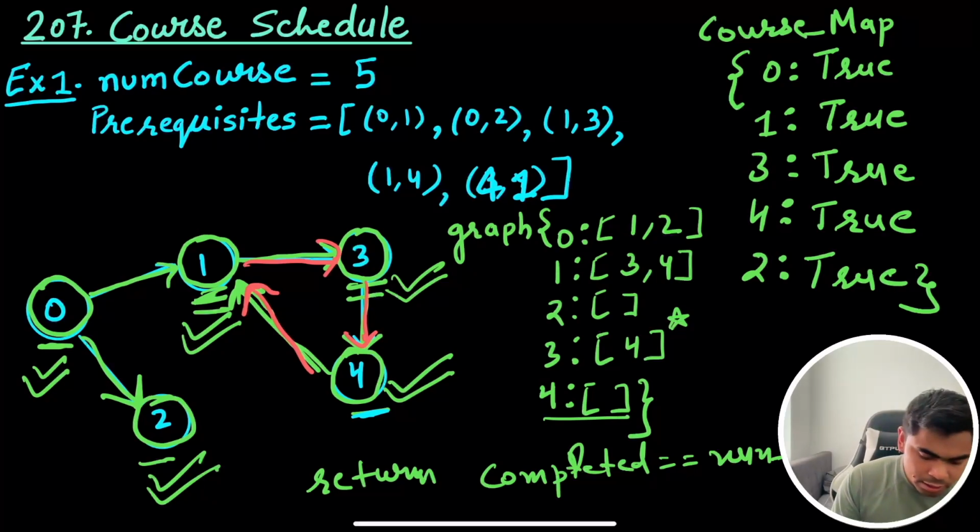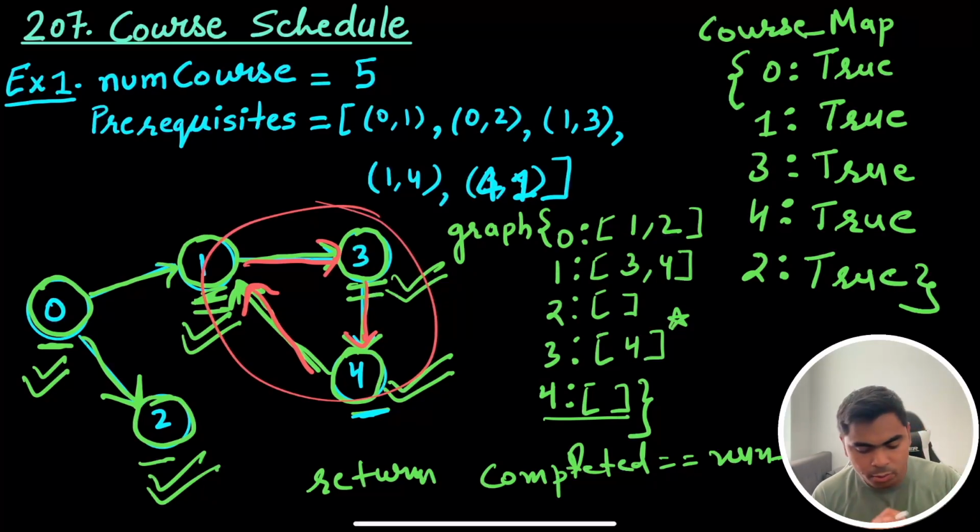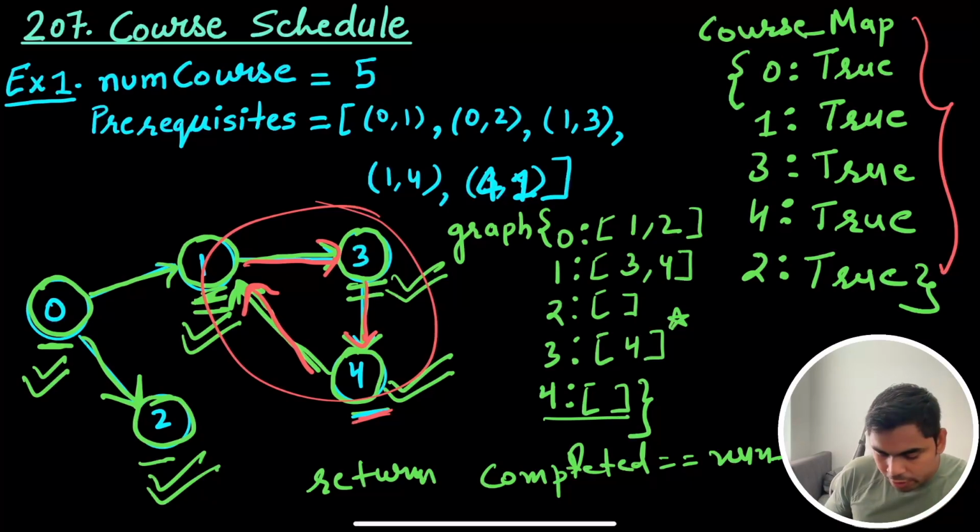That means I'm stuck in this cycle, and I cannot complete any of these courses because all 3 courses are dependent on each other. That means I can never complete these courses. So that is why we'll have that this course, and in the beginning we'll mark these as false because they are being visited. The code is going to be super simple, and let's write it down right now.